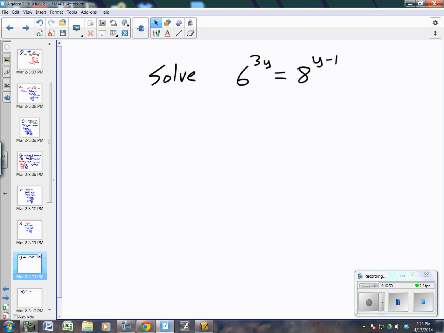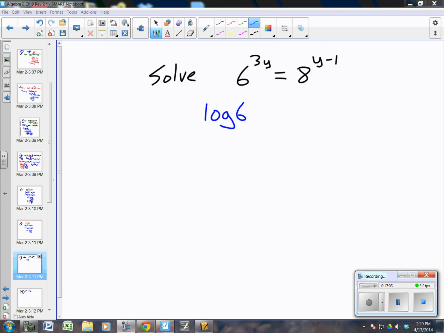Okay, now this one's done the same way, except you've got variables on both sides. So you're going to have to do a little distributing and then solving at the end. Okay, so looks like some of you got it. So I'm going to skip a step.